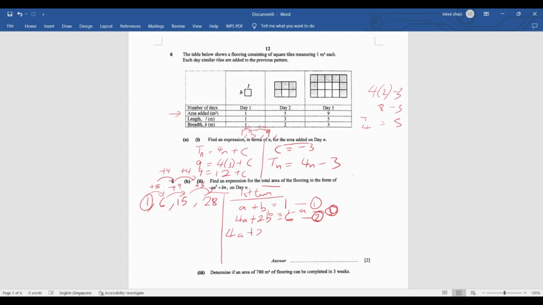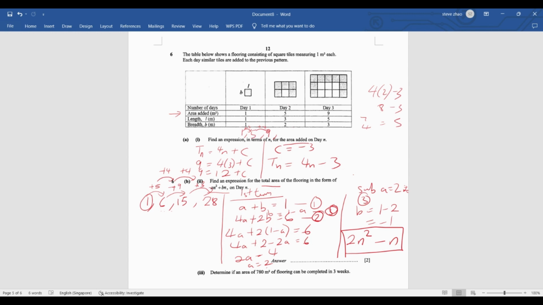Sub it inside here. So 4a plus 2 bracket 1 minus a equals 6. 4a plus 2 minus 2a equals 6. Running out of space. 4a minus 2a is 2a. The 2 comes over, so it's 4. So a is 2. If a is 2, sub a equals 2 into equation 3. So b equals 1 minus 2, which is minus 1. So your formula will be 2, which is a, 2n squared, minus 1n, which is minus n. So this is your formula.